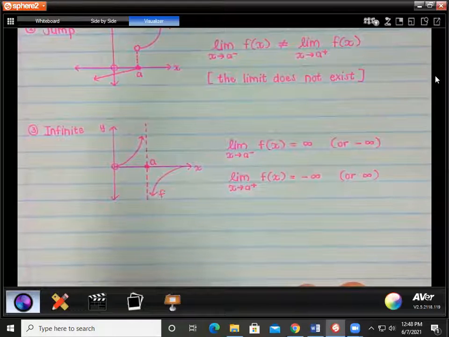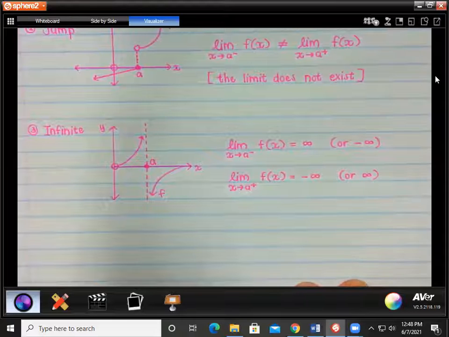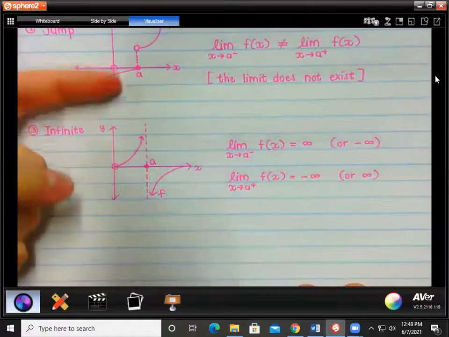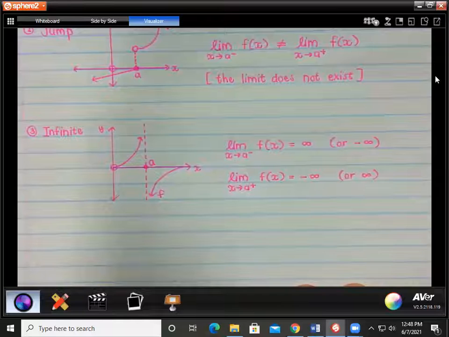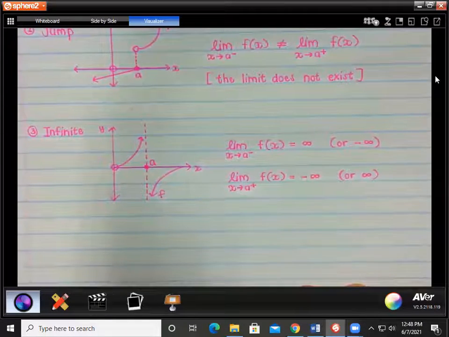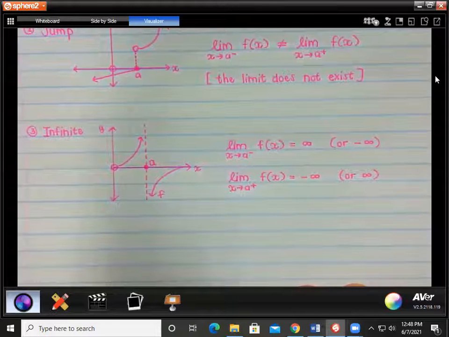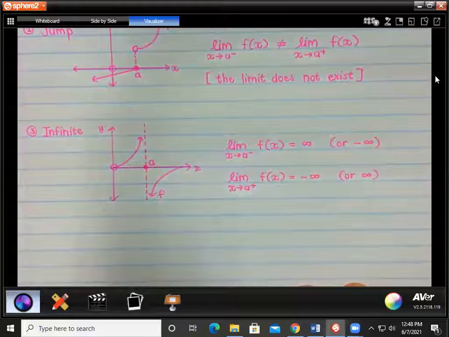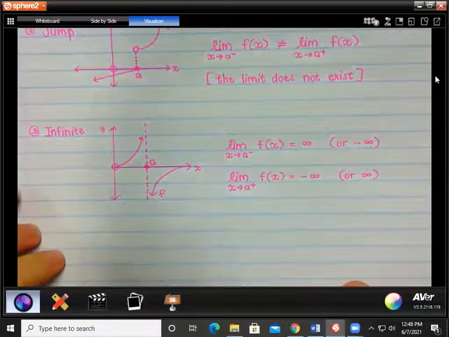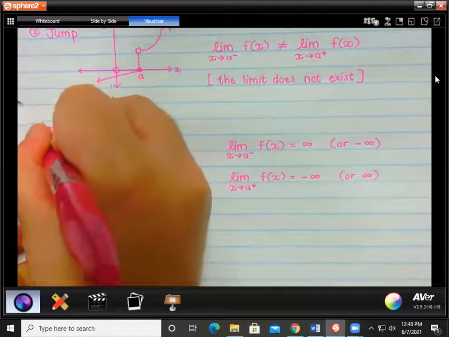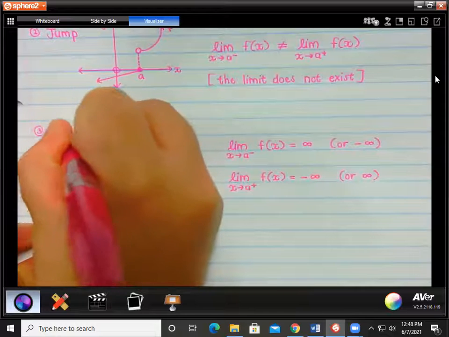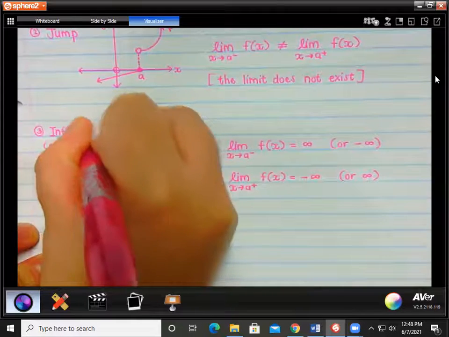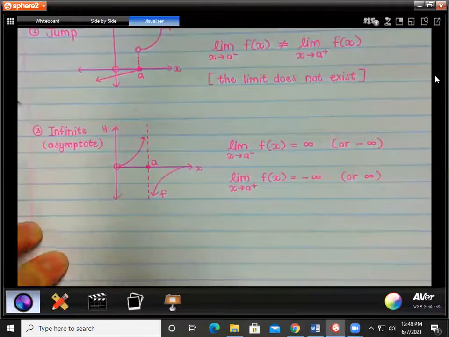Right, so guys, obviously in this case, the limit also does not exist, but it's more specific than with the jump discontinuity, in the sense that it's not just that it doesn't exist, it's also that it's tending to infinity on the one side and negative infinity on the other side. All right, and there is a gap there. There is a discontinuity where you have your asymptote. So if you want, you can just write underneath infinite, you can write asymptote. All right, that is what that one is about.